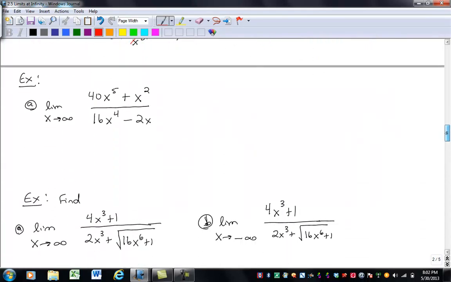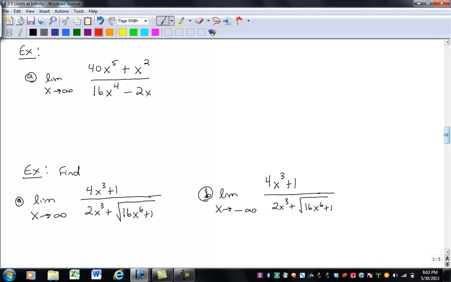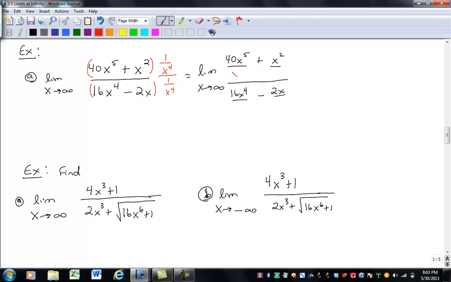Here's another. The limit as x goes to infinity of 40x to the 5th plus x squared over 16x to the 4th minus 2x. I'm going to divide everything I see by the highest power in the bottom. In this case, it's x to the 4th. And so by doing that, I really just end up dividing everything by x to the 4th. So you can go straight to the second step if you want to. I'm just going to divide every term on the top and the bottom by the highest power in the bottom, which is x to the 4th.